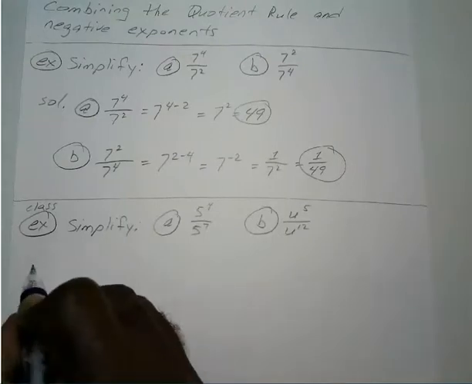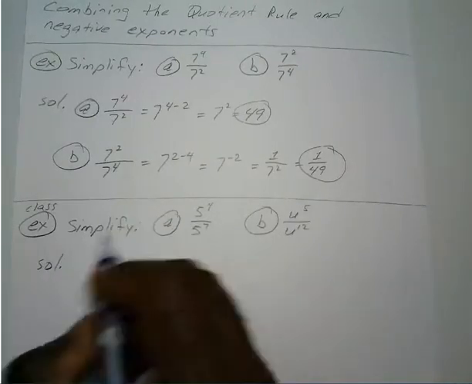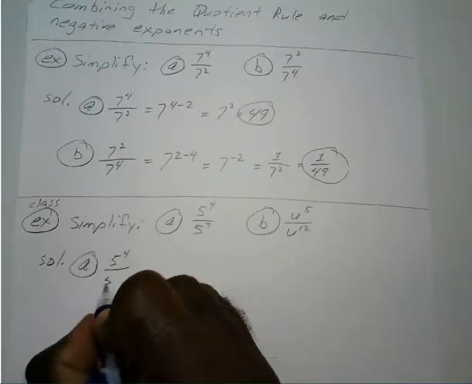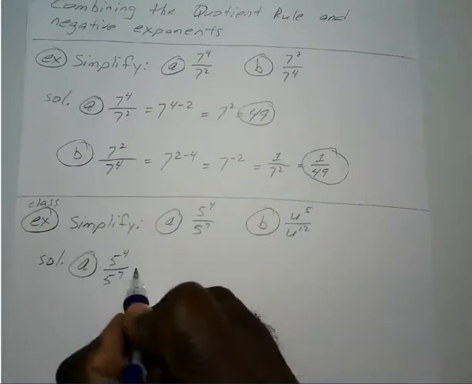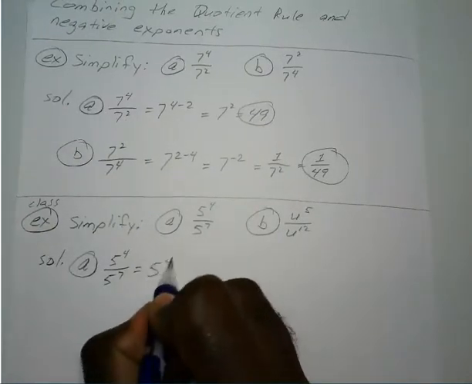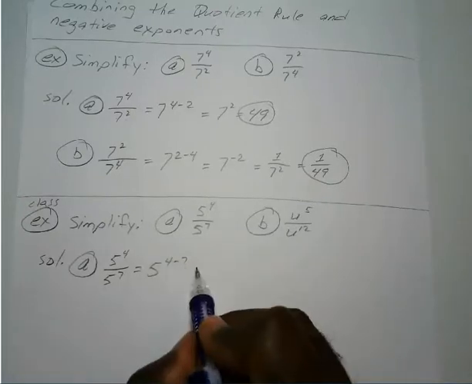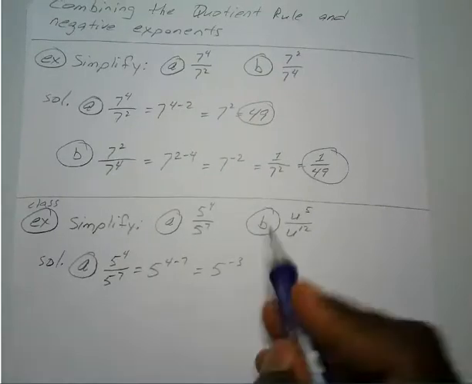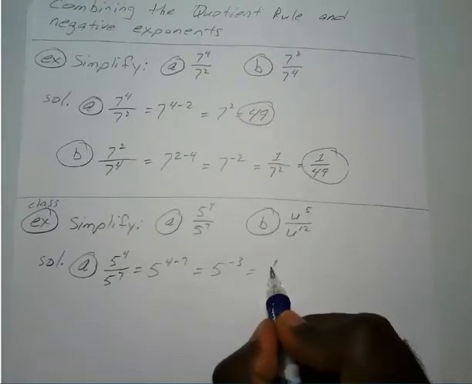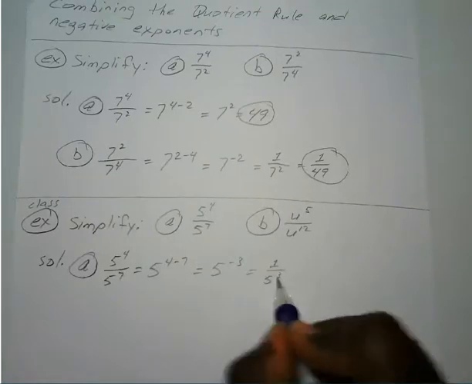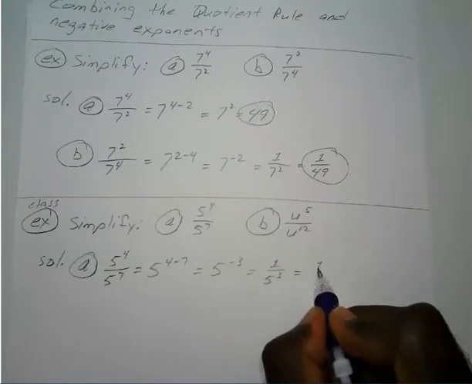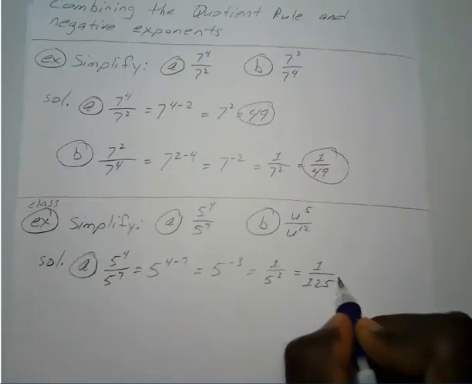Alright, so assuming you have this one all solved, for problem A, 5 to the 4th power over 5 to the 7th power, bases are the same, so you have 5 to the 4 minus 7, which gives us 5 to the negative 3 power. Okay, you have a negative exponent, so that becomes 1 over 5 to the 3rd power. We know 5 to the 3rd power is 5 times 5 times 5, which is 1 over 125.